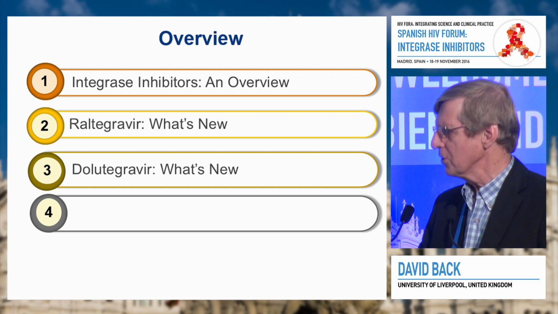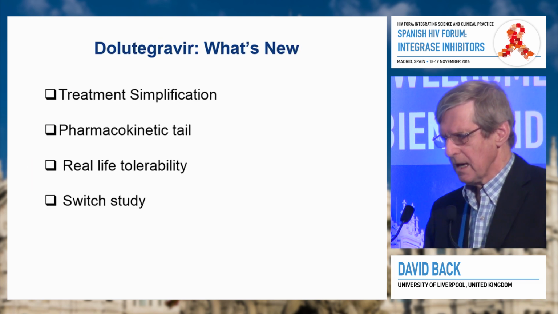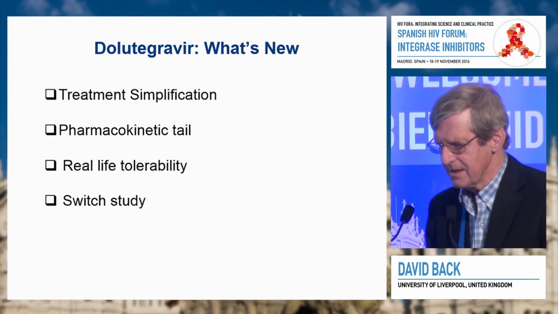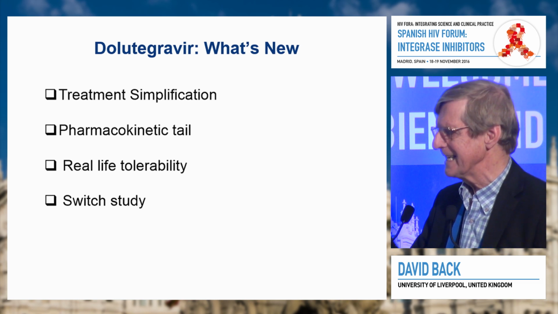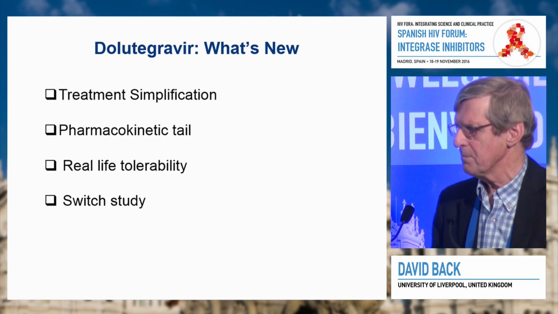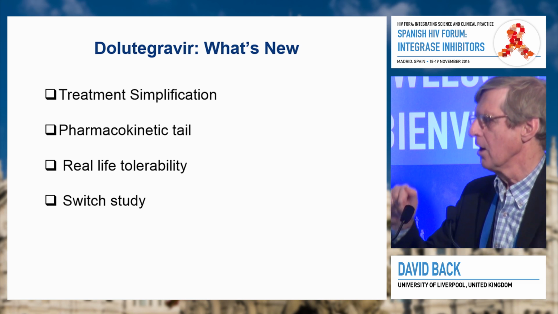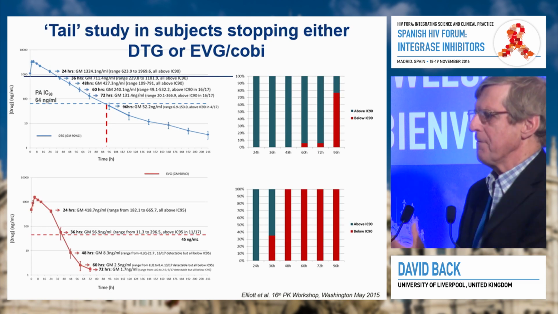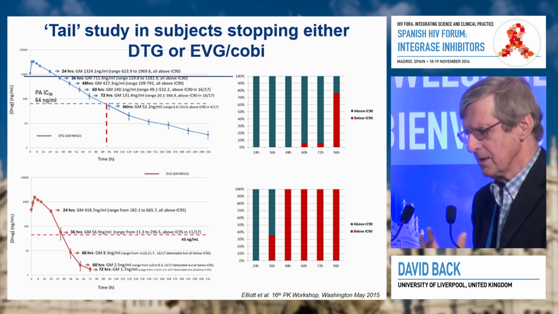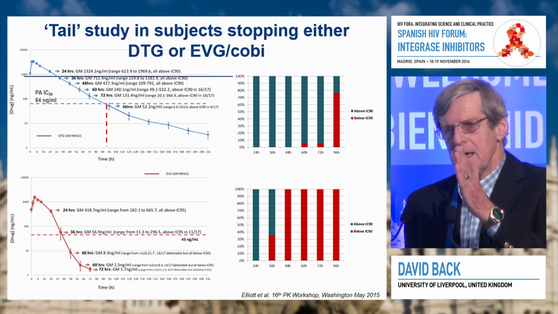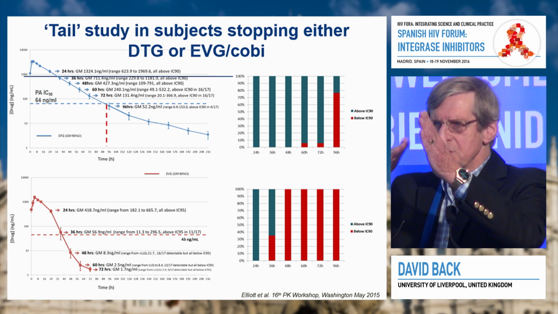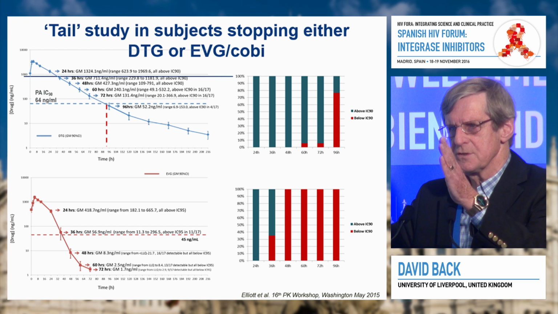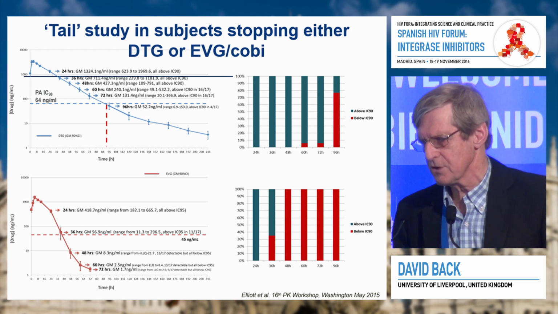So what's new with dolutegravir? Well, I'm not going to talk at all about treatment simplification because Jose is going to do that next. But just a couple of points about pharmacokinetic tail, real-life tolerability, and switching off a drug to dolutegravir. So what is the issue about pharmacokinetic tail? By the tail, we mean if you stop taking the drug and you keep measuring the drug, how long do you get therapeutic concentrations, or how long can you see the drug in the bloodstream?